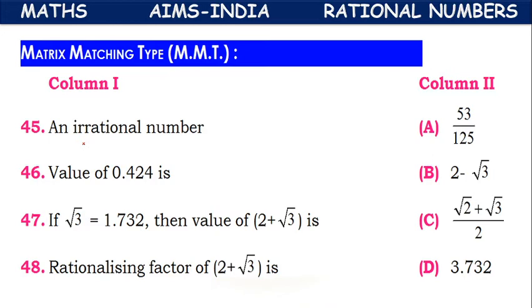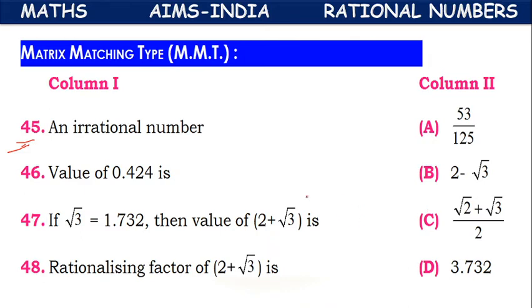Next we have one more question type. Matrix matching type, MMT. So here in MMT also, one question can have any number of answers. Same answers may repeat. So for 45, all A, B, C, D may be the correct options. For 46 also, all A, B, C, D may be the correct options. So one or more answers.